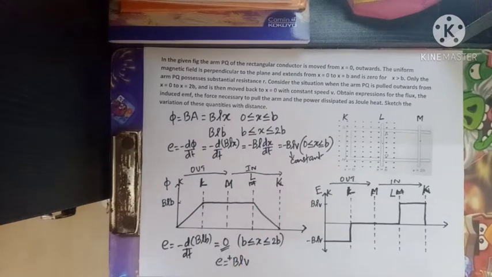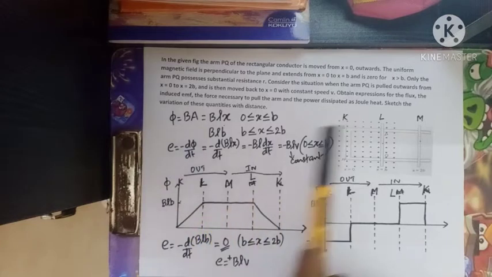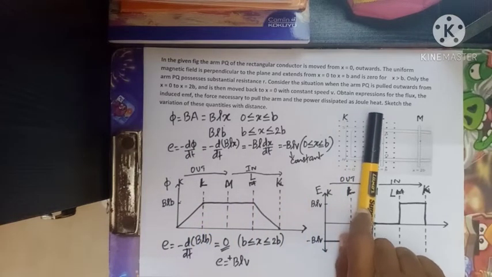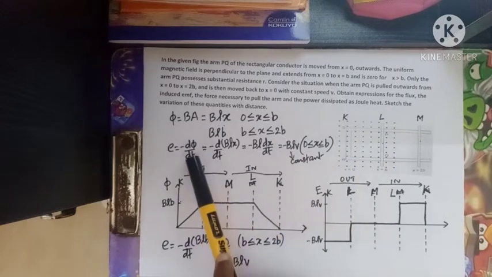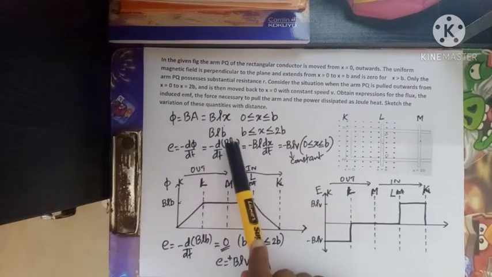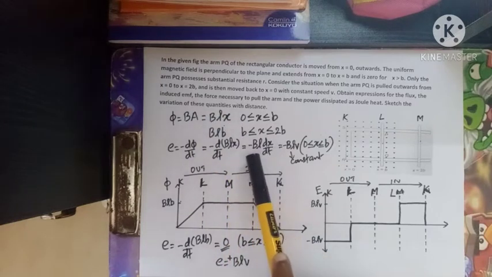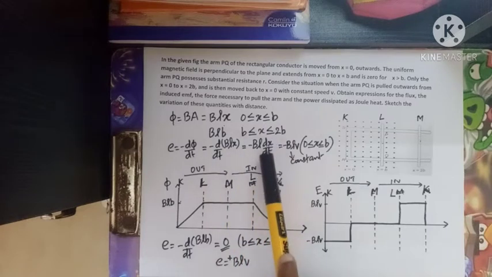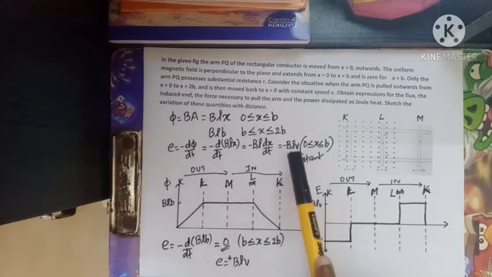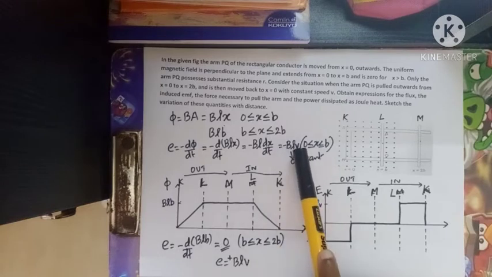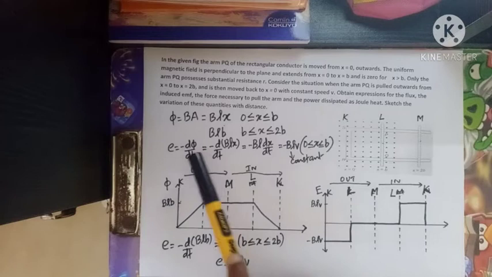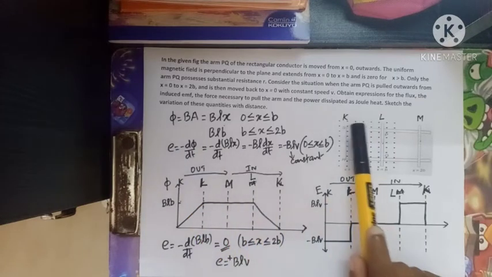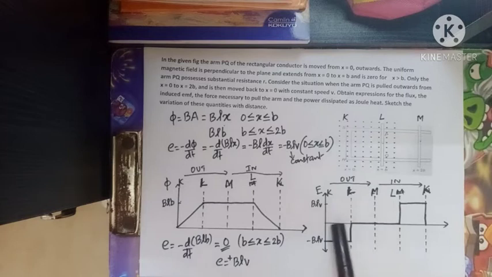Now we need to plot the induced EMF. We know induced EMF is minus d phi by dt. For the movement from K to L, there is an increase in flux. What is the EMF induced? Minus d by dt of BLX, where BLX is the flux. So the induced EMF is BL times dx by dt. What is dx by dt? It is velocity, so BLV. Velocity is constant because of constant speed. So from K to L, the induced EMF is a constant value, minus BLV.